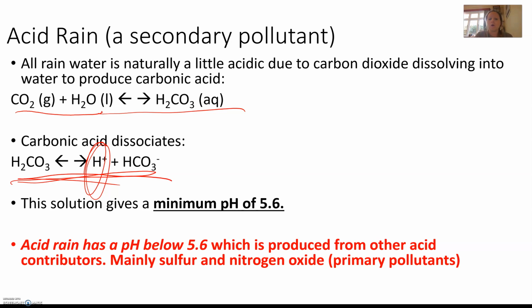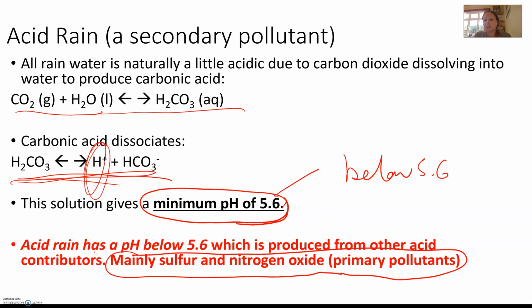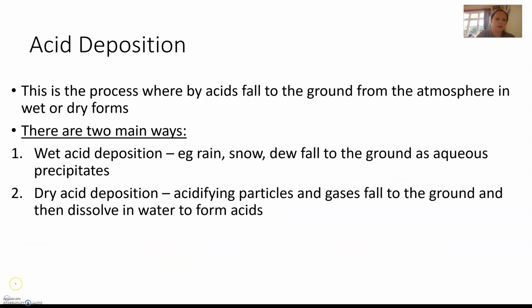Okay, so what makes something acid rain? Well, rain becomes acid rain when it's got a pH of below 5.6. So below 5.6 is acid rain, 5.6 and above is just rain. So how do we get a pH of below 5.6? The main contributors are your sulfur and nitrogen oxides. Sulfur oxides come from burning fossil fuels, and nitrogen oxide comes from the combustion car engine.